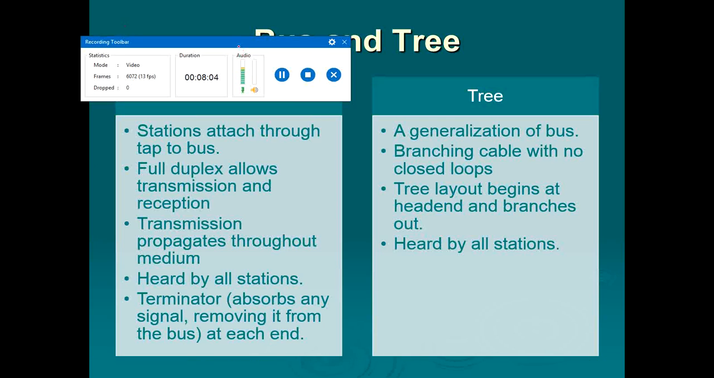So let's understand some of the differences between a bus and the tree. Tree is just like a bus, but what are the differences? First of all, let's understand what a bus is basically. For the bus, all the stations attach through the appropriate hardware. As I told, that interfacing is called a tap, and it connects directly to the linear transmission medium. Full duplex operation between a station and the tap allows the data to be transmitted. So full duplex operation is allowed.